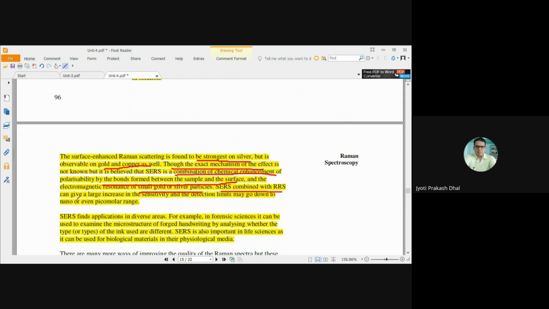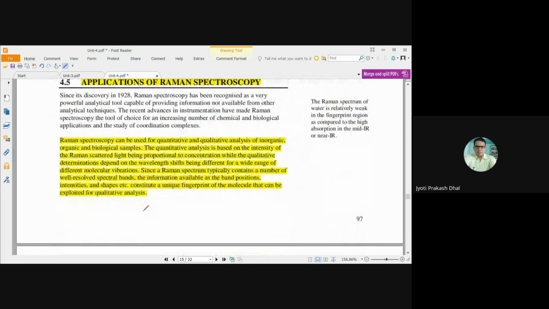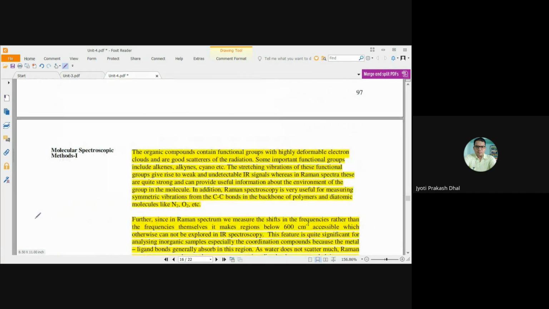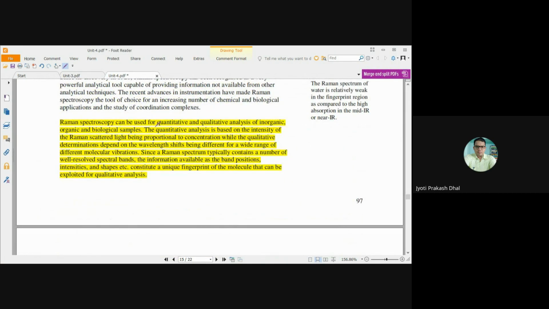SERS combined with RRS can give a large increase in sensitivity, and the detection limit may go down to the nano, even picomolar range. Now coming to applications of Raman spectroscopy. Raman spectroscopy can be used for quantitative and qualitative analysis of inorganic, organic and biological samples. The quantitative analysis is based upon the intensity of the Raman scattered lines being proportional to concentration, while the qualitative determination depends upon the wavelength shift being different for a wide range of different molecular vibrations.